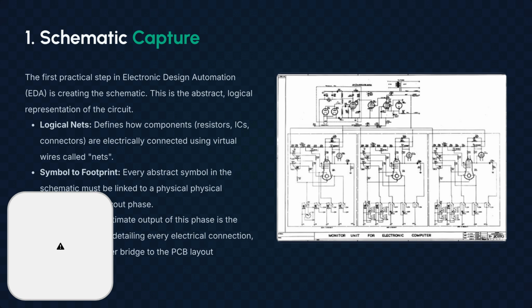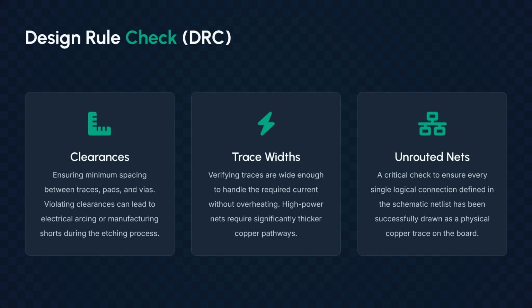Here, we define logical connections using nets, assign symbols to physical footprints, and generate a net list. Design rule checks are vital. They verify clearances to prevent shorts, confirm trace widths for current requirements, and ensure no nets remain unrouted.